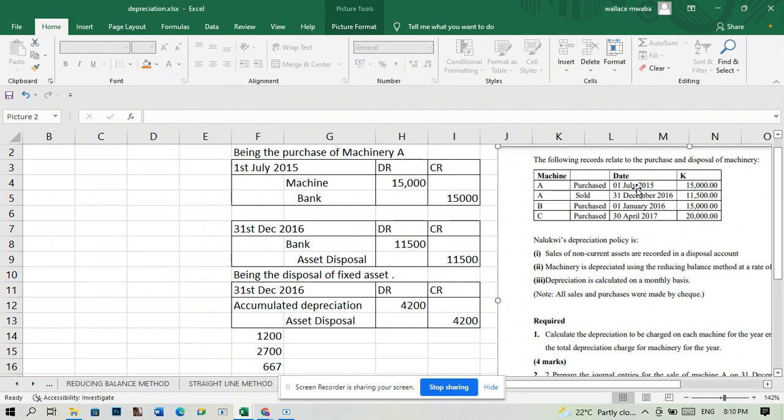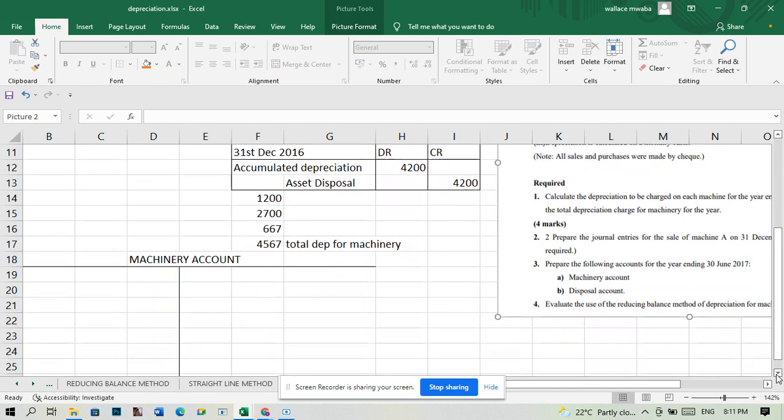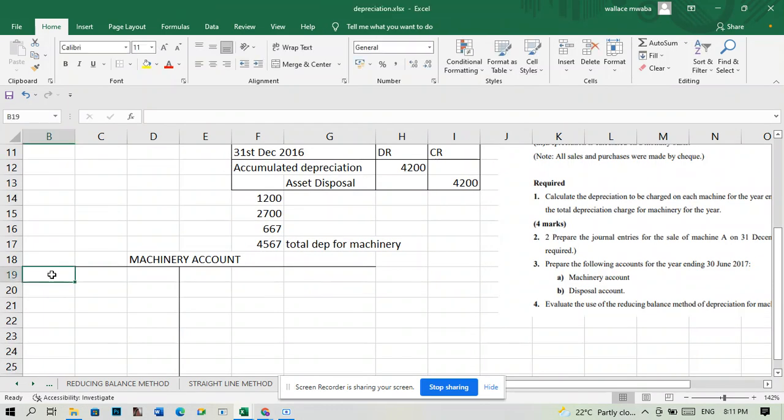We bought a machine on 1st July 2015, 15,000. Then we also bought another machine on 1st January 2016, 15,000. So we can record those. Okay, so we say 1st July 2015.